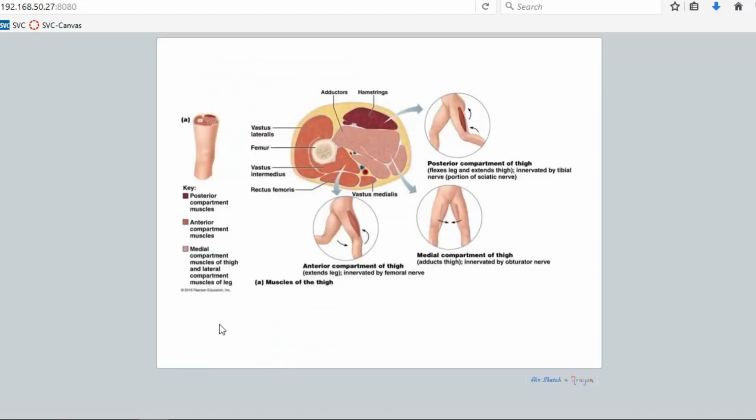And this is kind of cool. This just shows you some of the compartmentalization of these muscles here. So here's the femur, here's the hamstrings and back. These are the quadriceps, and then these are where some of the adductors are located.